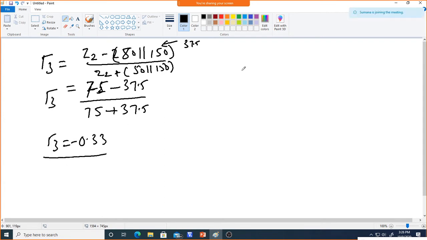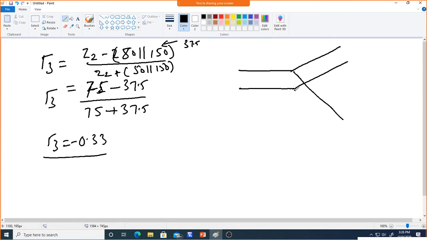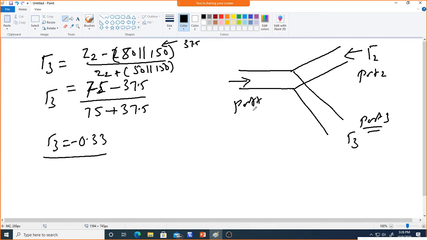Now if you take the T junction power divider, what is the reflection coefficient looking at port 2 and port 3? Even though the power is divided, the reflection coming from port 2 and port 3 will affect port 1. Since port 2 and port 3 are not matched in this one, this T junction power divider is generally not preferred.